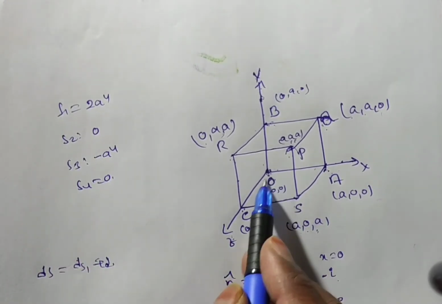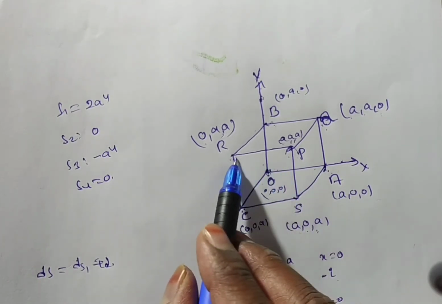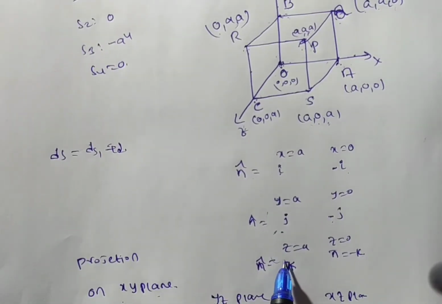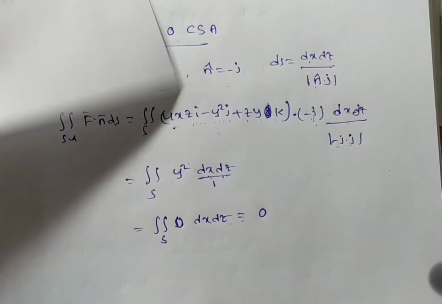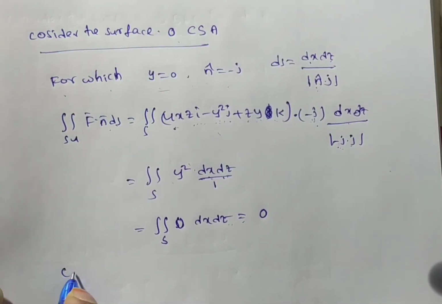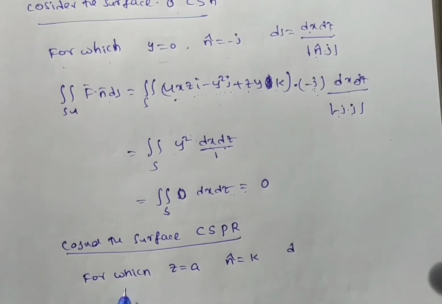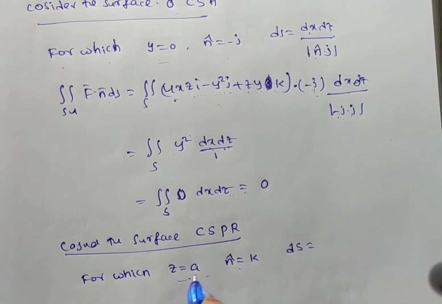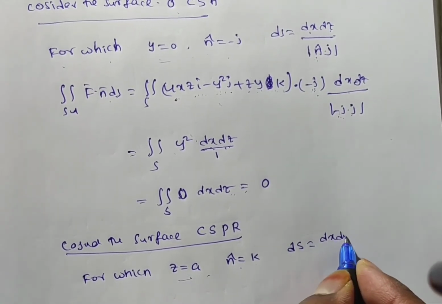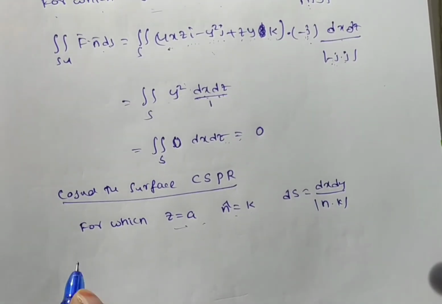Now along the z axis, you see we have to evaluate the surface C, S, P, R. At this point, what is the z value you have? a. And the outward unit normal vector n cap is k. Now consider the surface for which z is equal to a and n cap is k. Now ds: the z value is given, so obviously ds is in the xy plane, dx dy by mod of n bar dot k. Now we have to write f bar dot n bar ds.